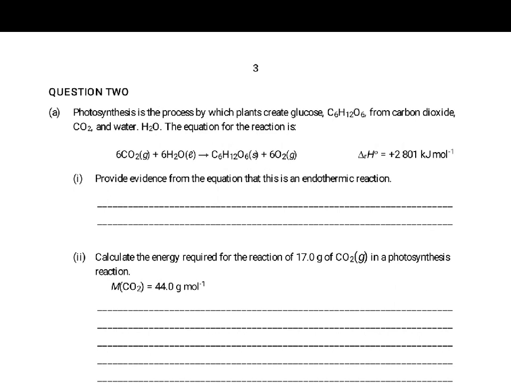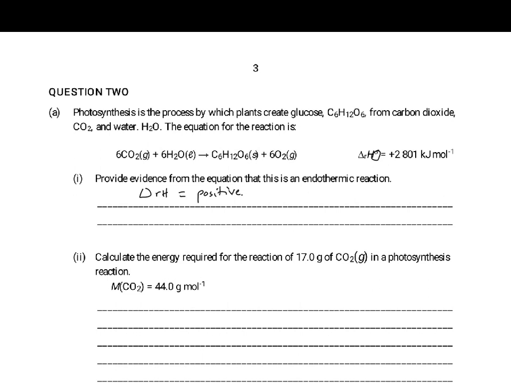On to question 2. It's looking at photosynthesis. So it gives you an equation. So 6 carbon dioxide molecules react with 6 waters to produce a glucose and 6 oxygens. This little thing here is the enthalpy of reaction. So what it's saying is when this whole thing takes place once, it's going to involve 2,801 kilojoules of energy. So number 1, provide evidence that this is an endothermic reaction. We know it's an endothermic reaction because the enthalpy is positive. So because the enthalpy of reaction is positive, that means it absorbs energy, which is what an endothermic reaction is.